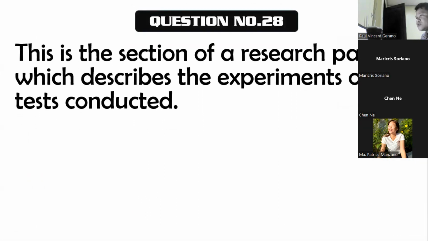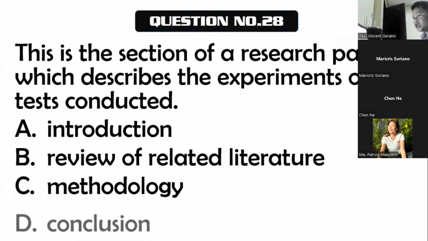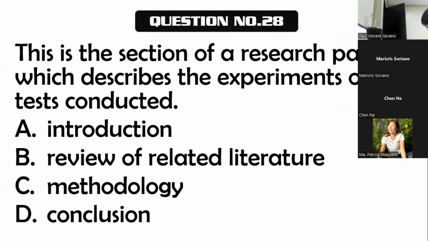Next, 28. This is the section of a research paper which describes the experiments or tests conducted. A, introduction. B, review of related literature. C, methodology. D, conclusion. The correct answer is letter C, methodology. Anong chapter yan ng iyong research paper, na iyong thesis? Chapter 1, 2, 3, 4, or 5, ang methodology. Okay, chapter 3. Chenny, it's chapter 3. Rika, chapter 4, results and discussion, chapter 4. Methodology is chapter 3. Chapter 1 is introduction or the problem. Chapter 2 is RRL, review of related literature.